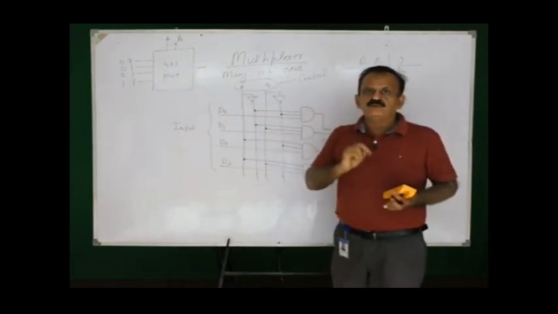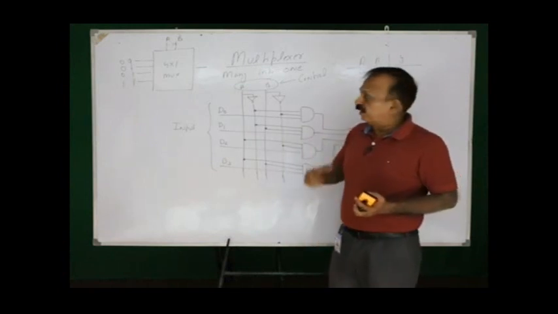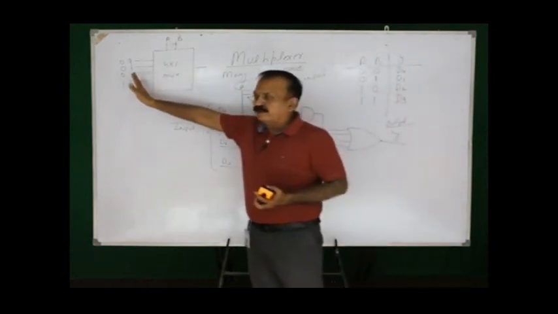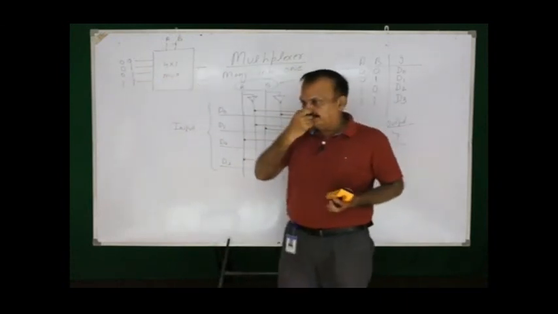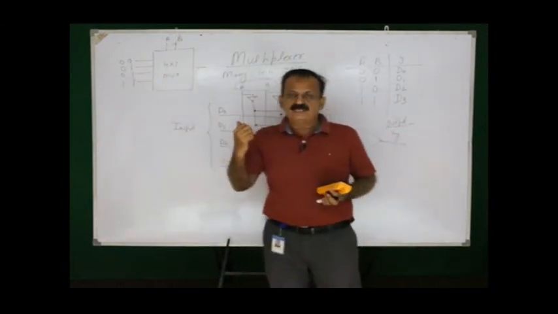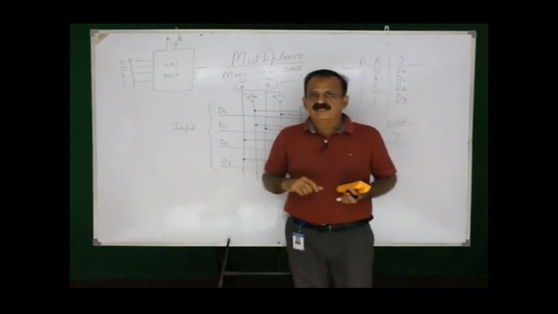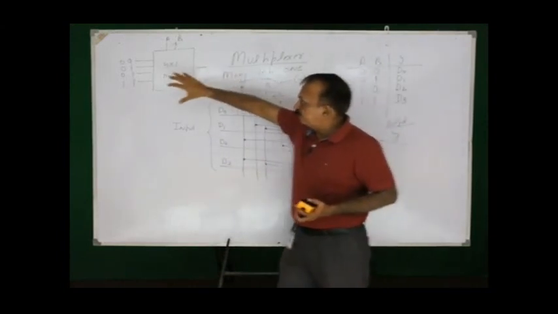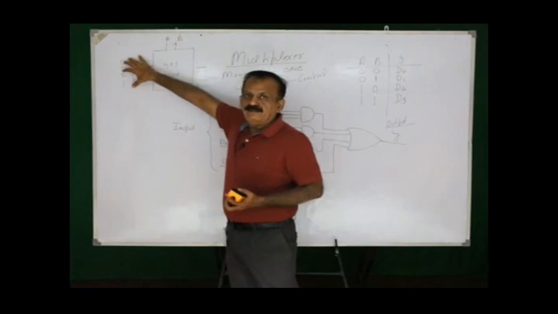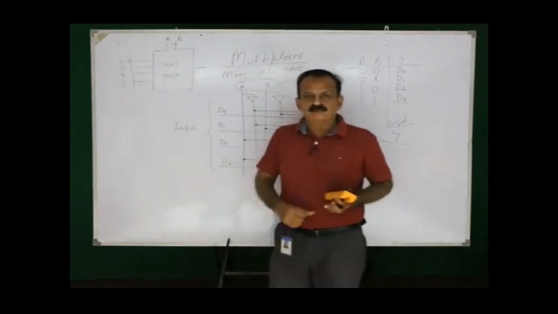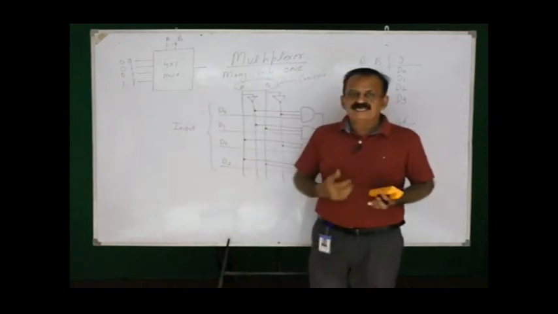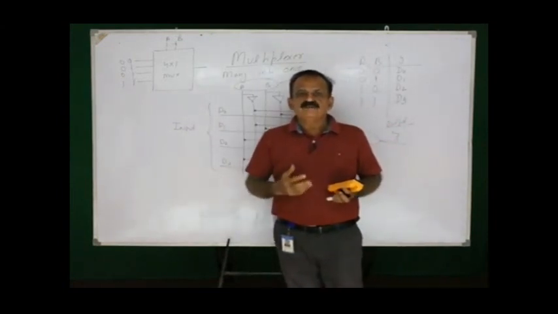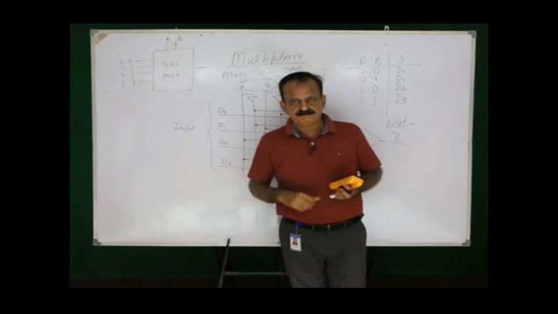So I gave two uses of the multiplexer. One is if a number of input devices have to share a single output device, we can use this multiplexer. A single device can be used among a number of devices with the help of the multiplexer. And second, it can be used as a Boolean function generator.